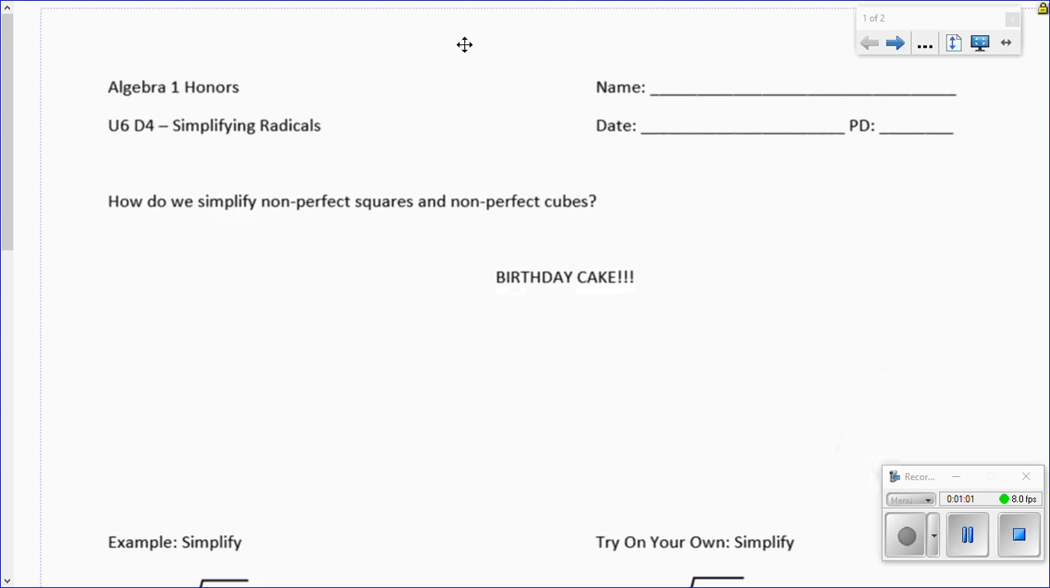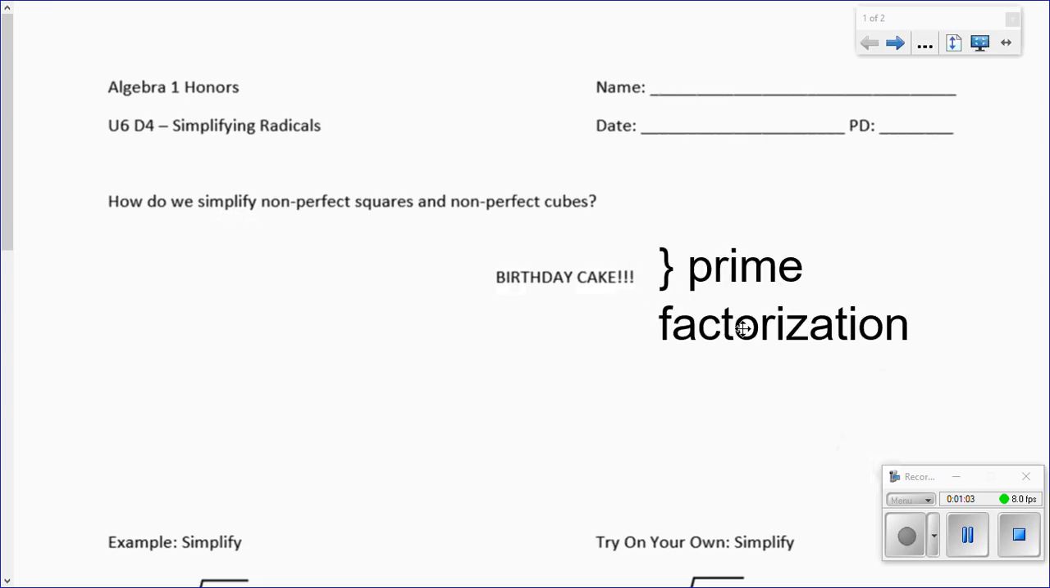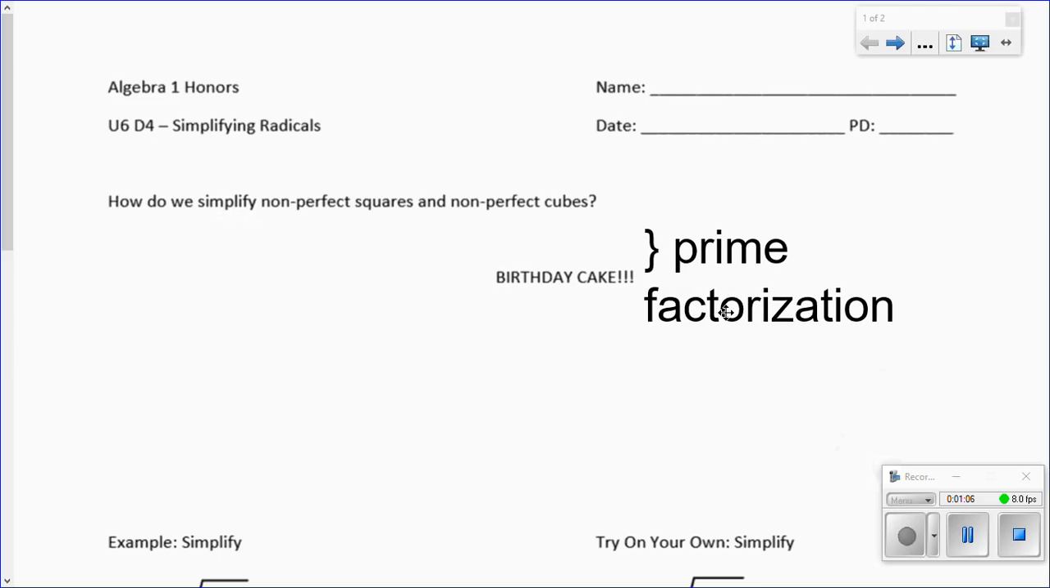So instead, what we do is we go ahead and do prime factorization. And the way that we do that is with a birthday cake. I know it sounds really weird, but it's really not. Prime factorization means that you're breaking down a number into all the prime numbers that you would multiply together to create that one. Then we can pull out numbers from the radical that are perfect squares and perfect cubes, so it makes the number under the radical smaller.